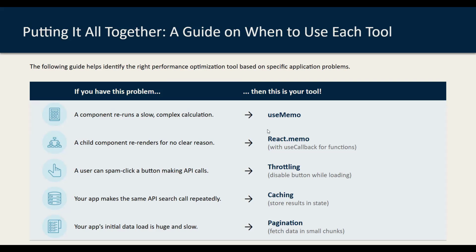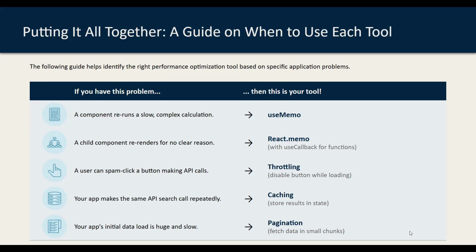And if a user can spam click a button and keep making unnecessary API calls, that is where throttling helps, by disabling the action itself while the request is in progress. If the app keeps making the same API search over and over, that is where caching is the better fit, because you can store and reuse previous results. And if your initial data load is too large or too slow, that is where pagination becomes useful, because you only fetch the chunk of data the user needs right now.